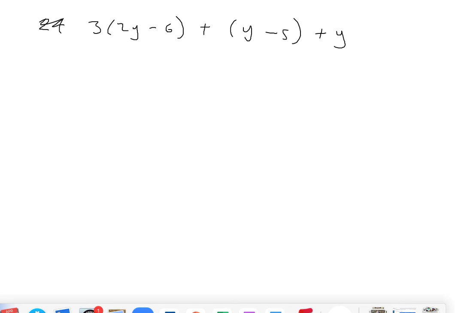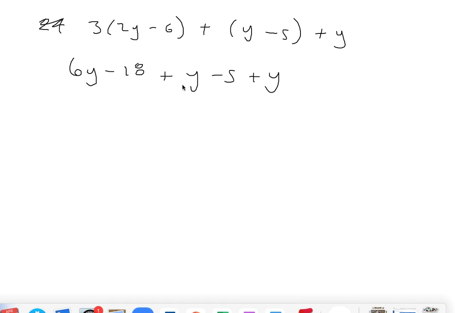Okay, so for that one, again, we'll clear these parentheses. These parentheses aren't doing anything because that's a 1 up in front there, so 1 times that stuff would just be exactly what it is. This, I'll go 3 times 2 and get 6y. 3 times -6 for -18, and then plus y minus 5 plus y.